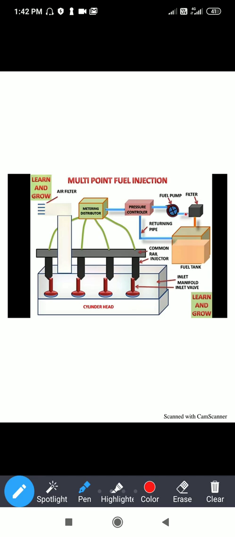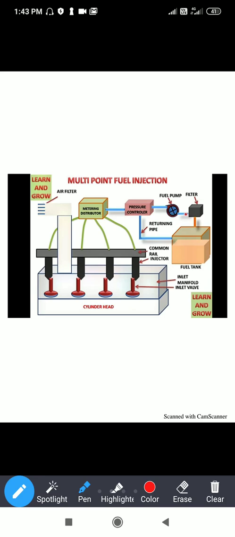Vehicles which use the multi-point fuel injection system are called MPFI. MPFI means multi-point fuel injection system vehicles, used for injecting the fuel into the engine according to the requirement. Each cylinder has its own injector. If it is a two-cylinder engine, two injectors are used. For a three-cylinder engine, three injectors are used. For every cylinder of the engine, one injector is required. Keep this in mind.